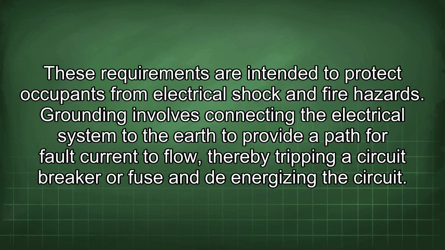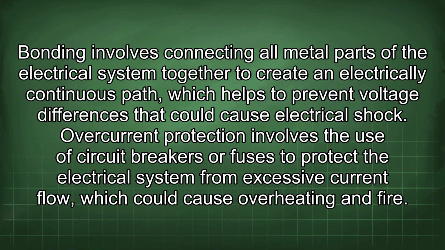Grounding involves connecting the electrical system to the earth to provide a path for fault current to flow, thereby tripping a circuit breaker or fuse and de-energizing the circuit. Bonding involves connecting all metal parts of the electrical system together to create an electrically continuous path, which helps to prevent voltage differences that could cause electrical shock. Overcurrent protection involves the use of circuit breakers or fuses to protect the electrical system from excessive current flow, which could cause overheating and fire.